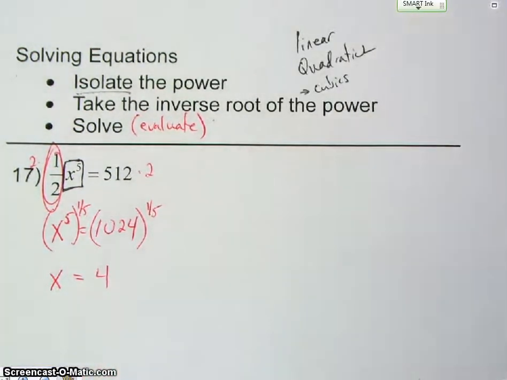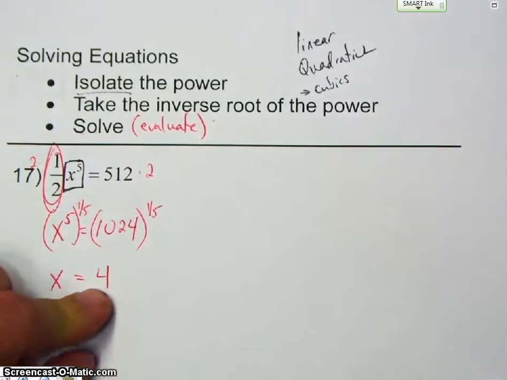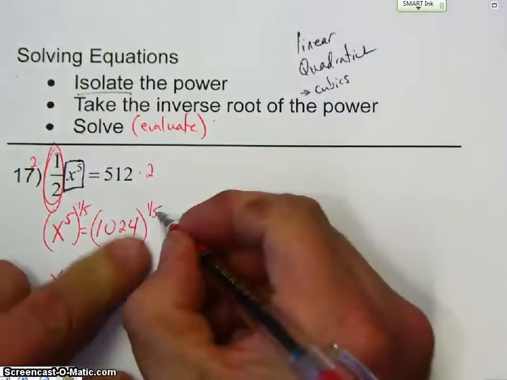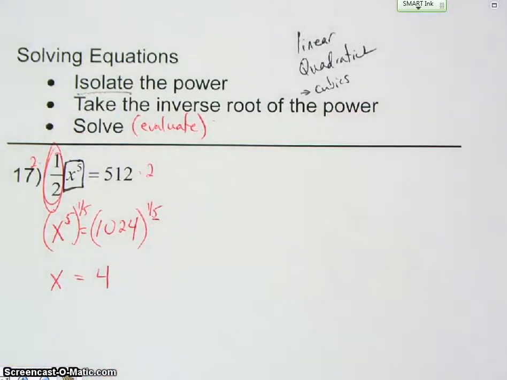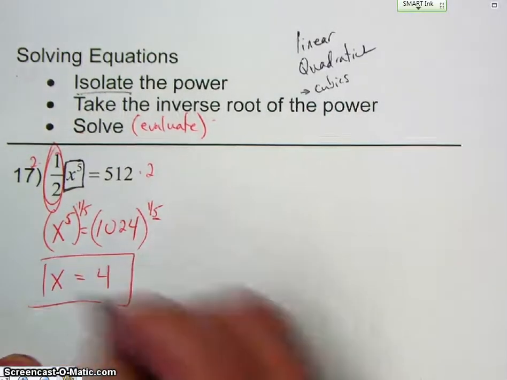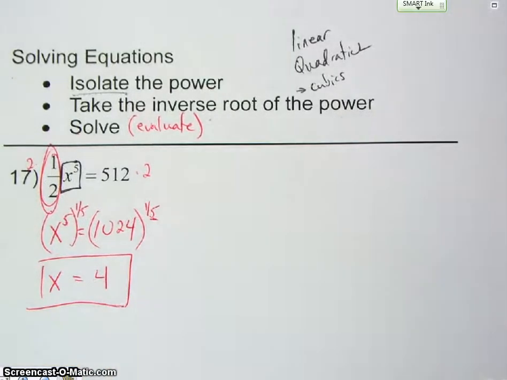Now I have to be careful here, because a lot of people will just write one answer. There could be 0, 1, or 2 answers, so you have to look at the root. The root is 5, and we said if the root is odd, there's only one solution. If this was even, then there would be a positive and a negative.